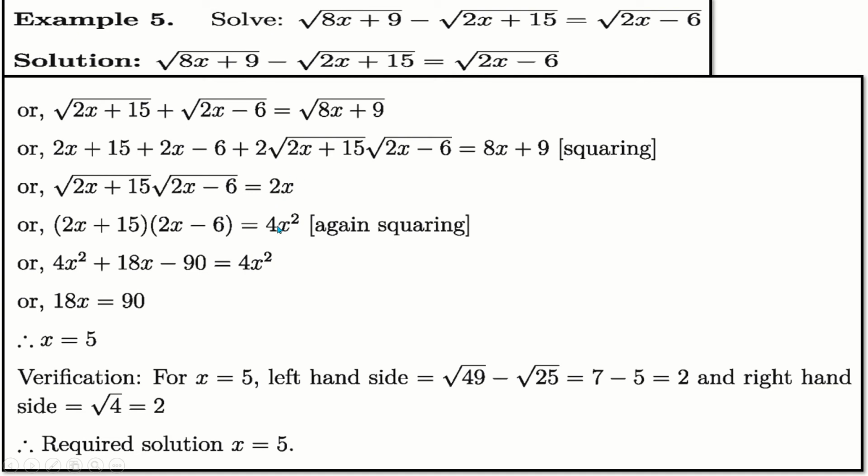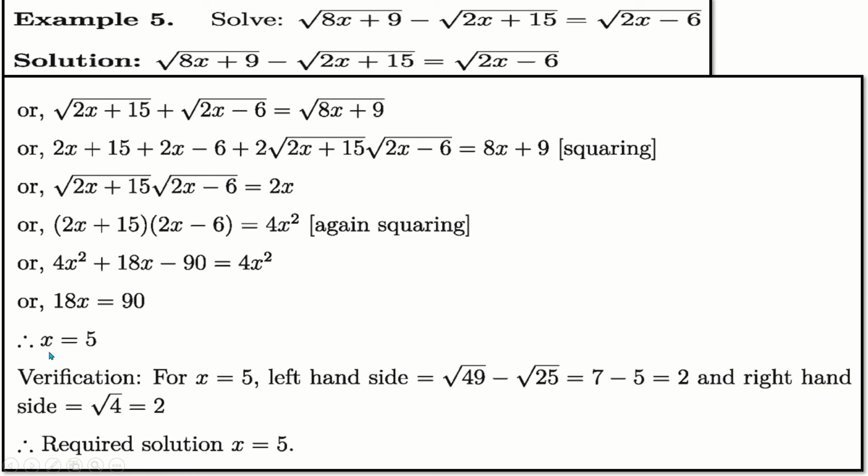Again squaring on both sides, here will be only this part and here only this part, because square root and square we can omit. The right side will be 4x square. Now calculate, we will get 4x square plus 18x minus 90 equal to 4x square. On both sides 4x square cancels, so 18x equal to 90, therefore x is equal to 5.